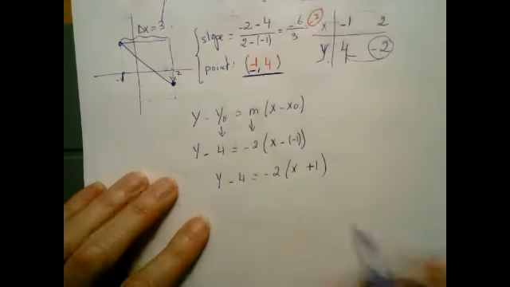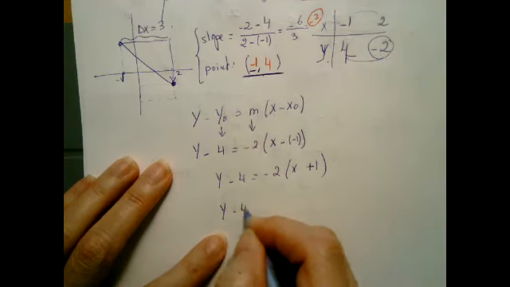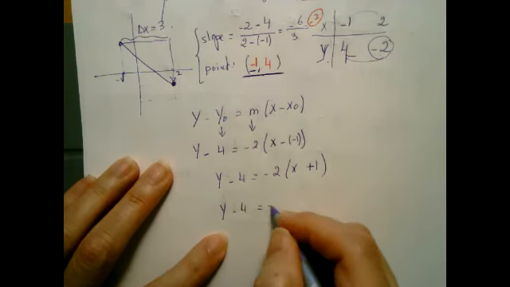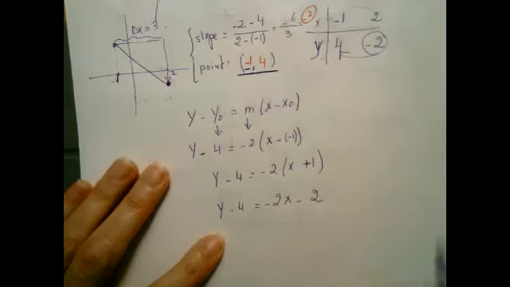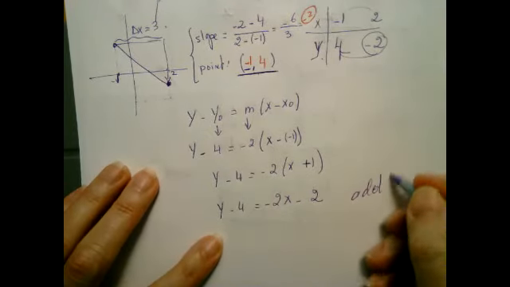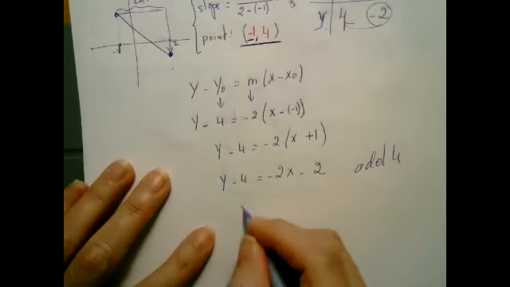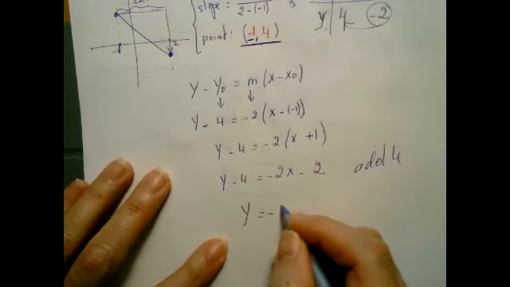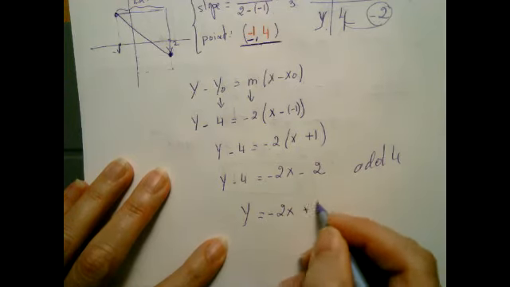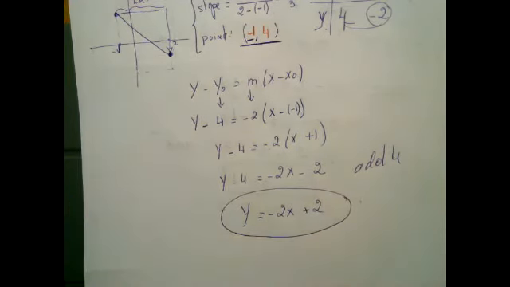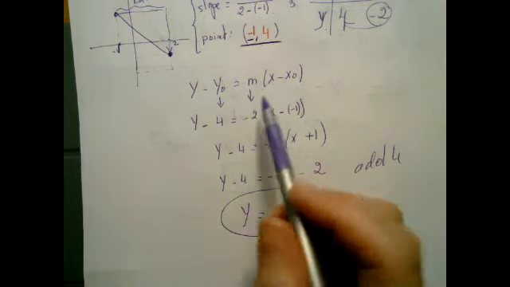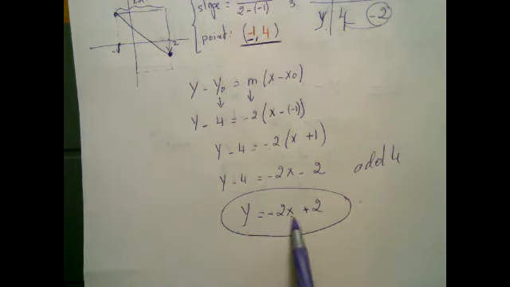And finally, I just rewrite it. I just write y in function of x. I distribute minus 2. And then I'm going to add 4 so I can totally isolate my y. So that will give me minus 2x plus 2. Okay, so that's how we can find the equation of the line. It means the relationship between the x and the y if we use the point slope form.